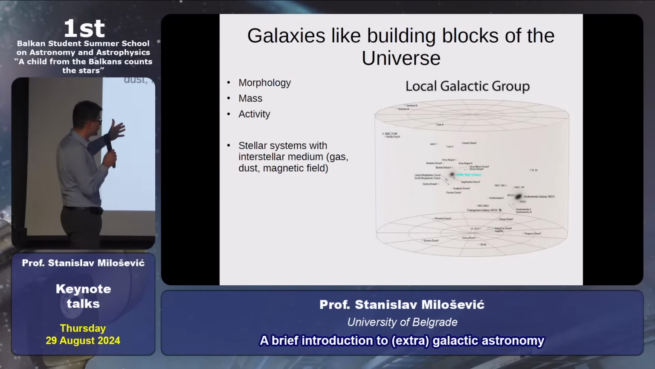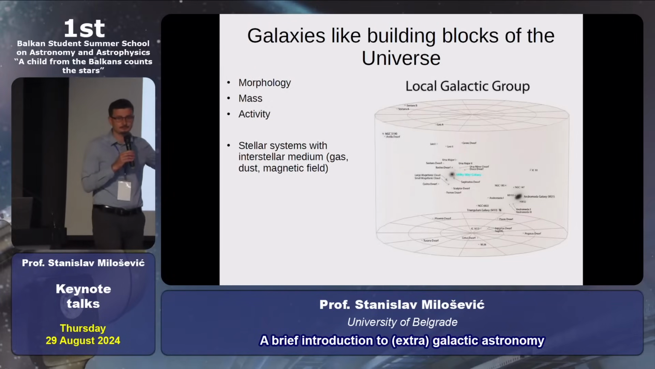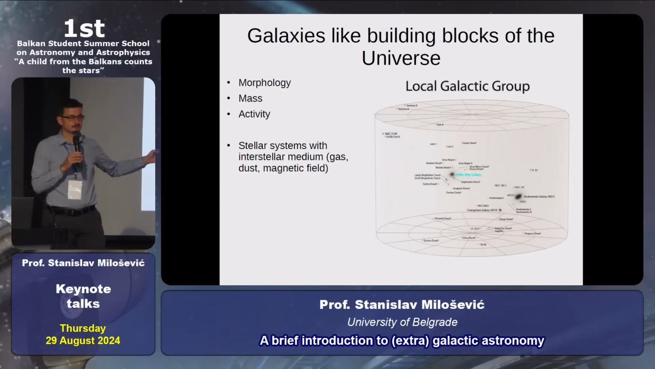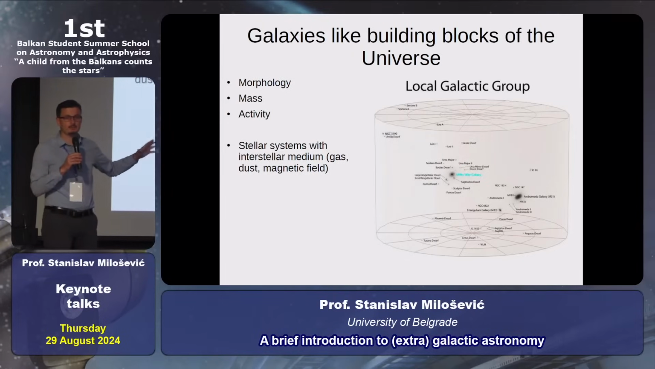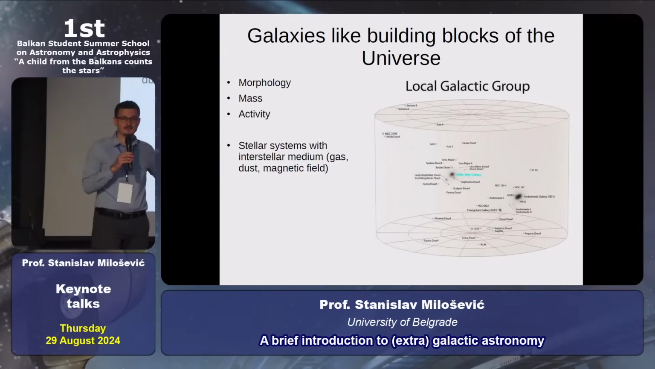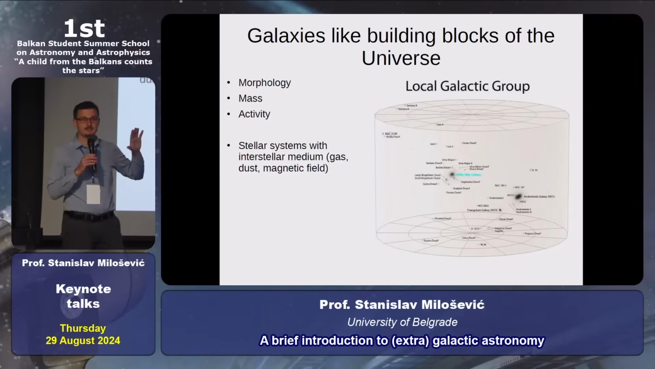Does anybody know what the approximate radius of the Local Group is? Is it a kiloparsec or 100 kiloparsecs? Or okay, it's a megaparsec.